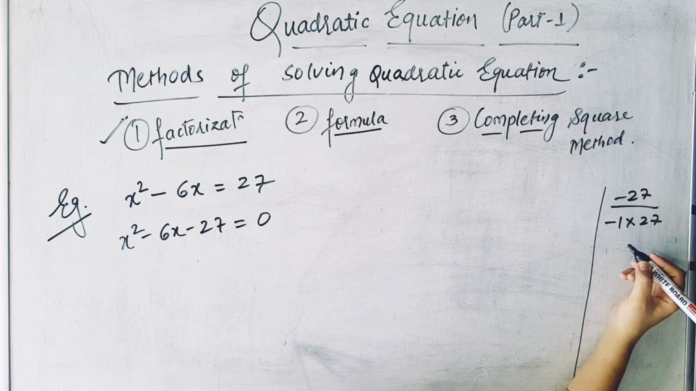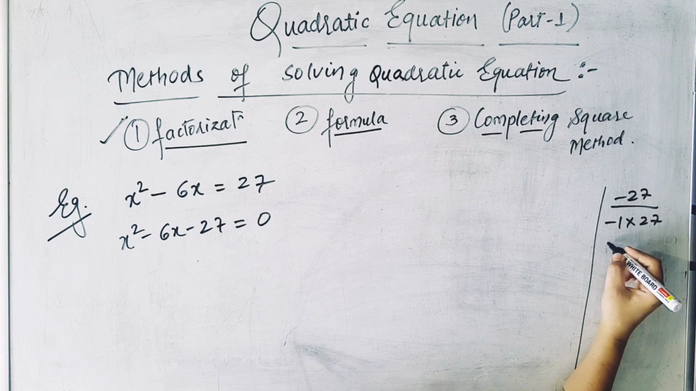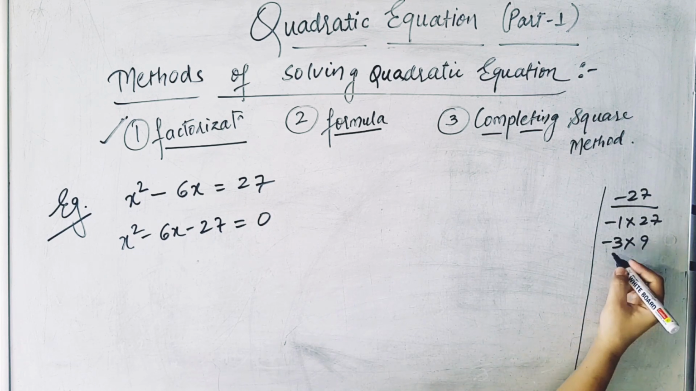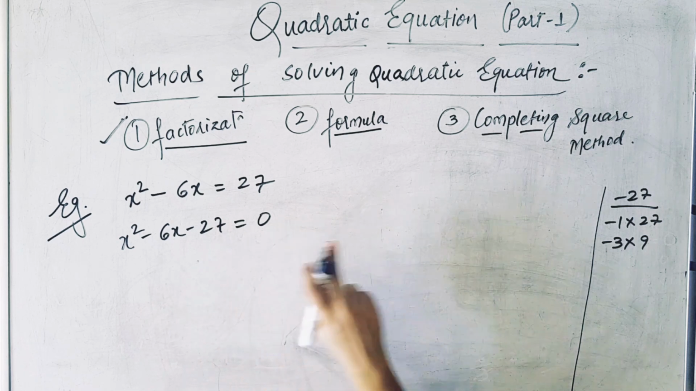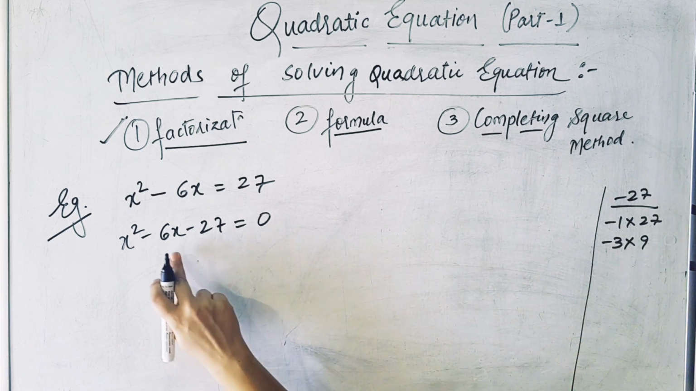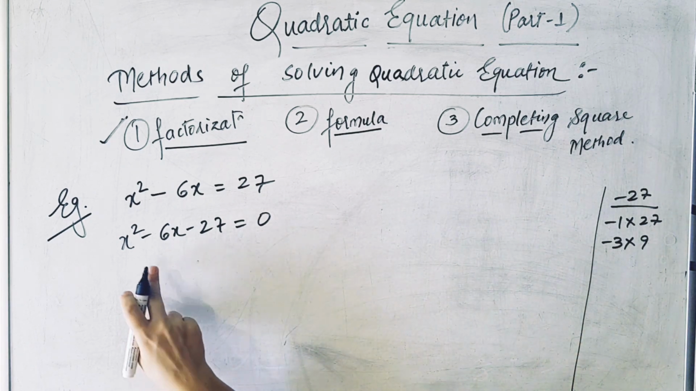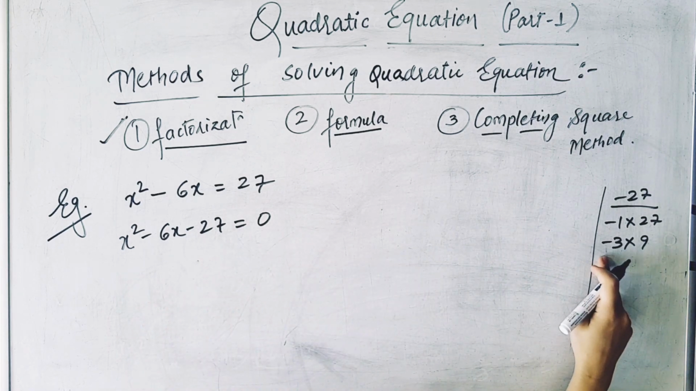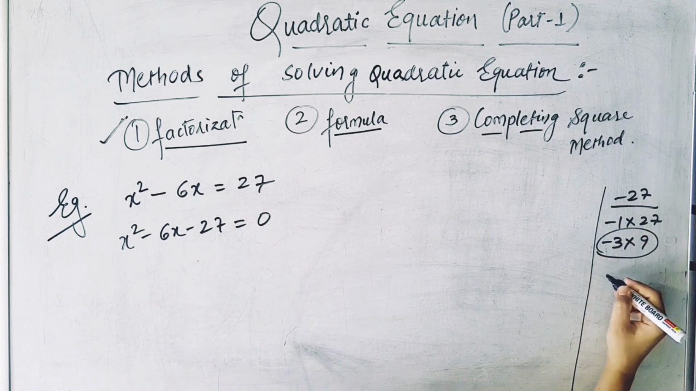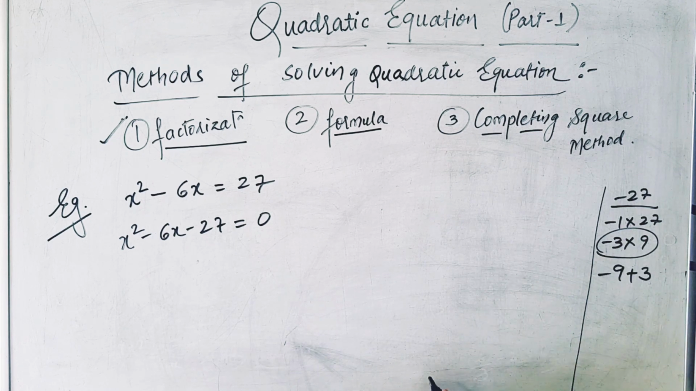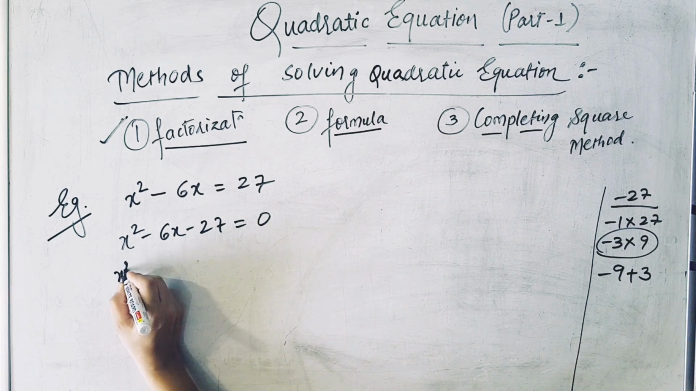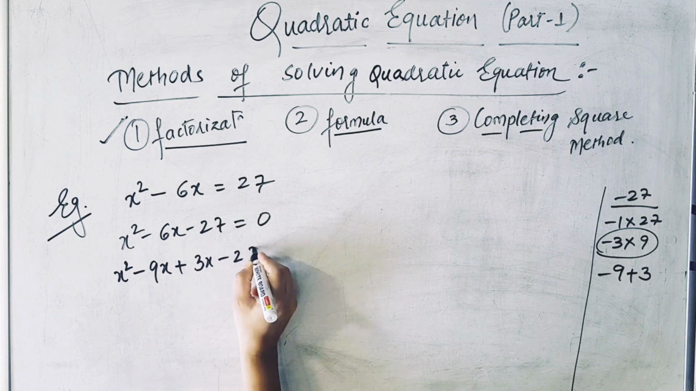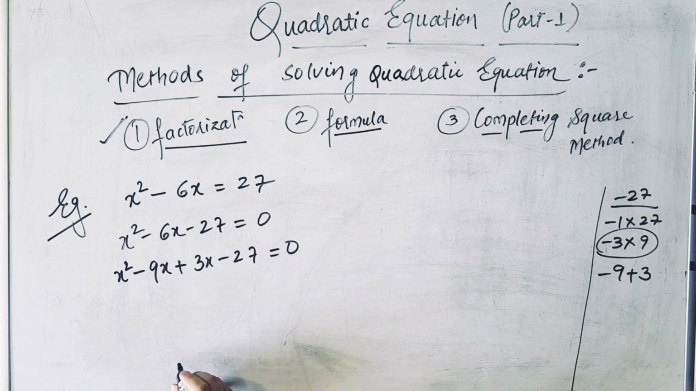In two table there we cannot find 27. Minus 3 into 9. अब देखिए 9 into 3 will get 27. 9 minus 3 will get 6. But the point is we want minus 6. So I'll not do 9 minus 3. What I'll do? I'll do over here minus 9 plus 3. So I'll write it accordingly, minus 9x plus 3x minus 27 equals 0.